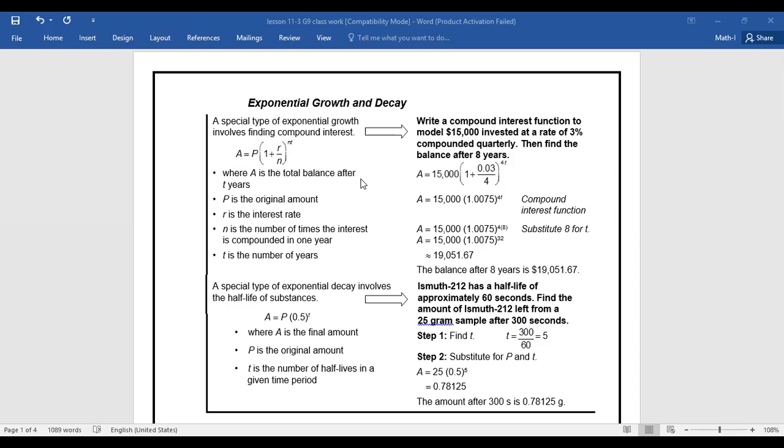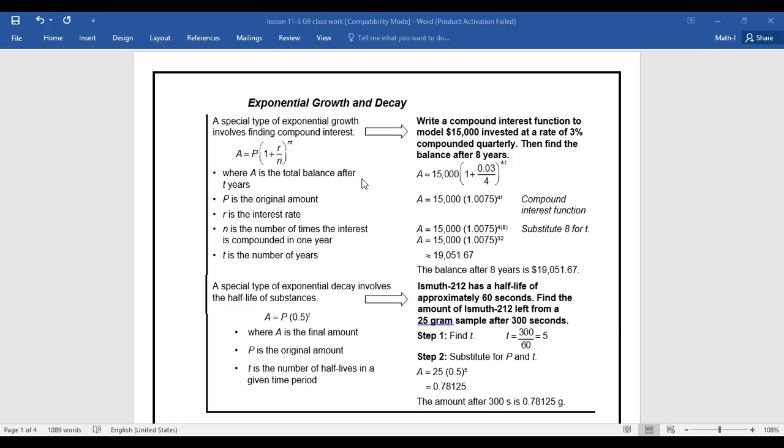Let's take an example. Write a compound interest function to model 15,000 invested at a rate of 3%. Don't forget that we will change it into a decimal. Compounded quarterly, so n here is 4. Then find the balance after 8 years.